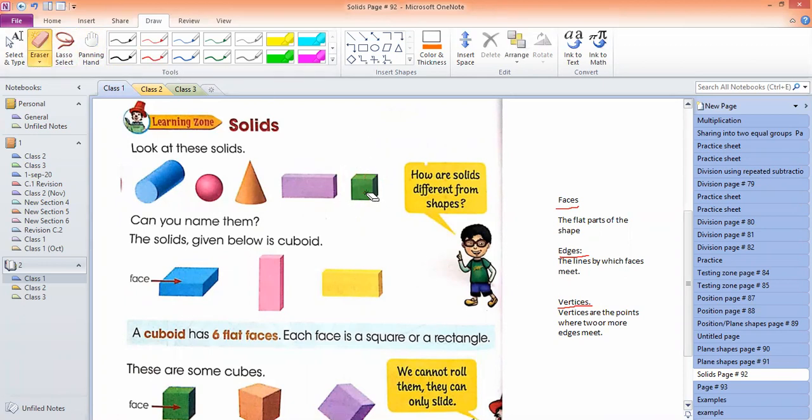If I ask you, do you know what is face? You will say, yes, sir. The flat parts of the shape where you can put something. So it is having six faces.